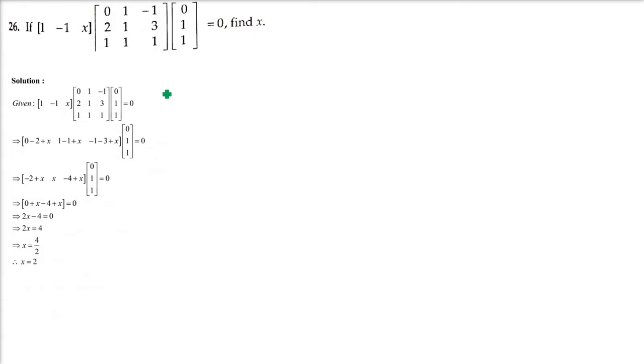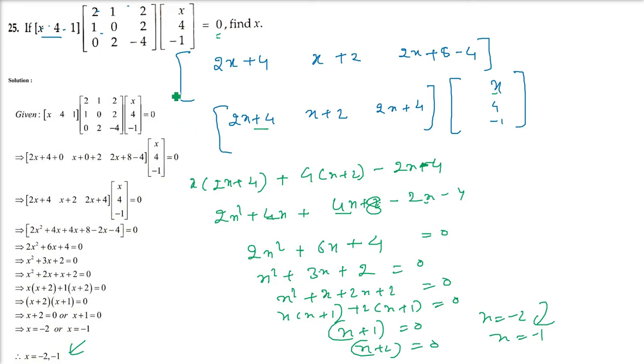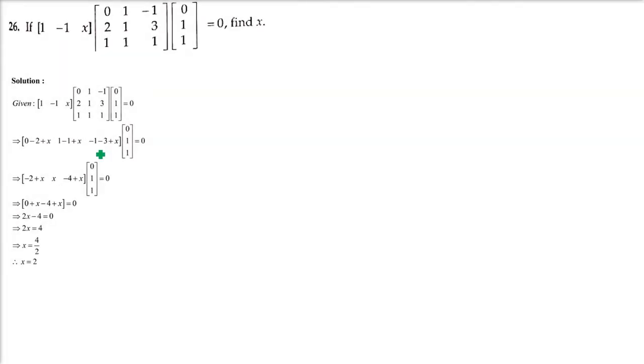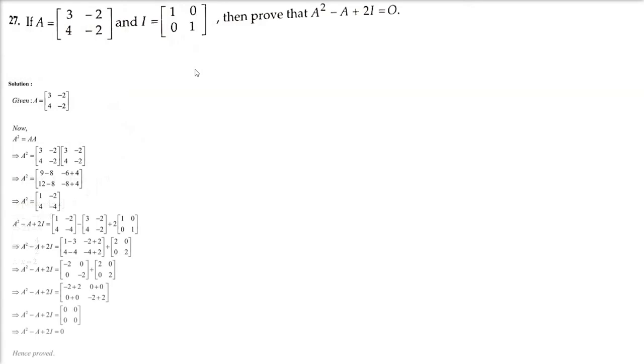Okay, this question I hope you'll be able to do. 24th question first part, 25th question and 26th. They are absolutely exactly the same. I hope you'll be able to do this. This is A and this is I. Then you have to prove A square minus A plus 2I is equal to 0.